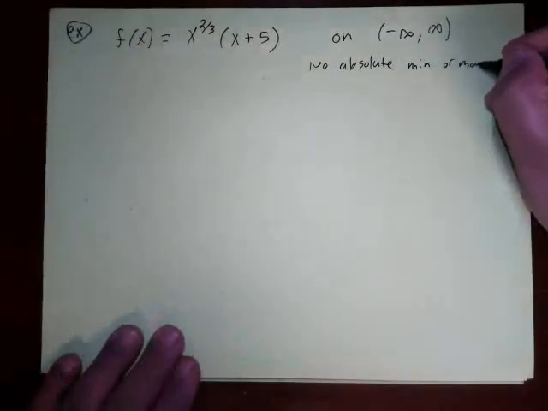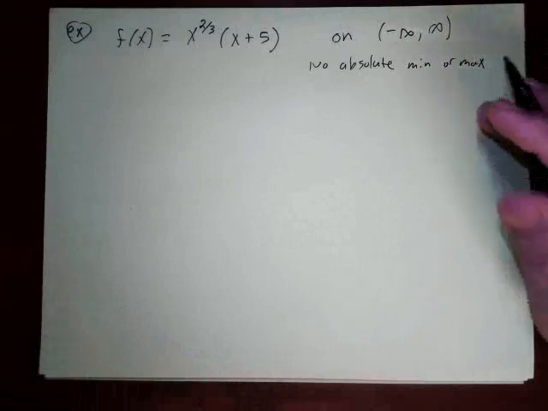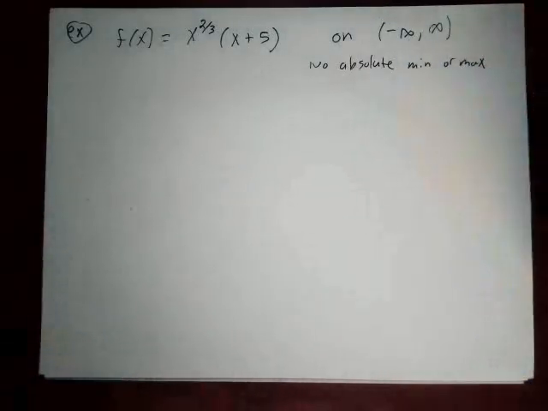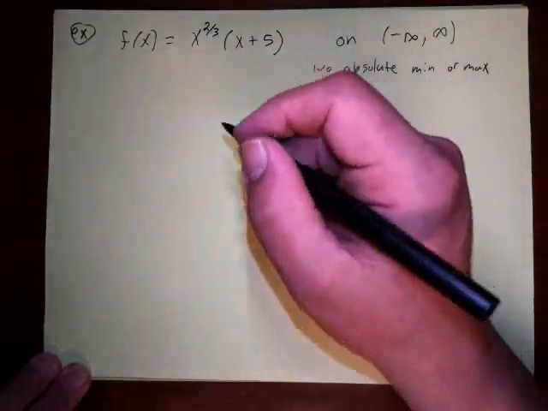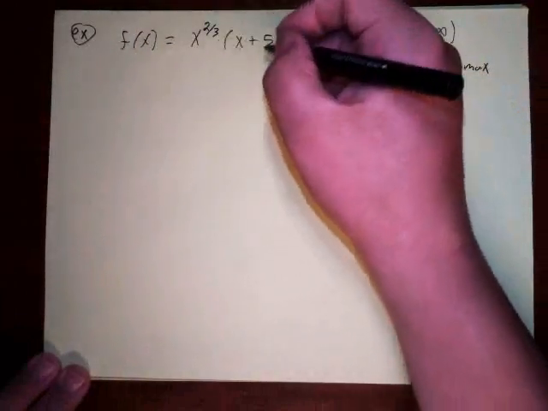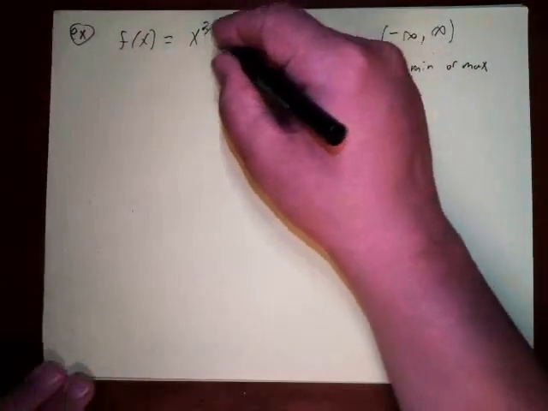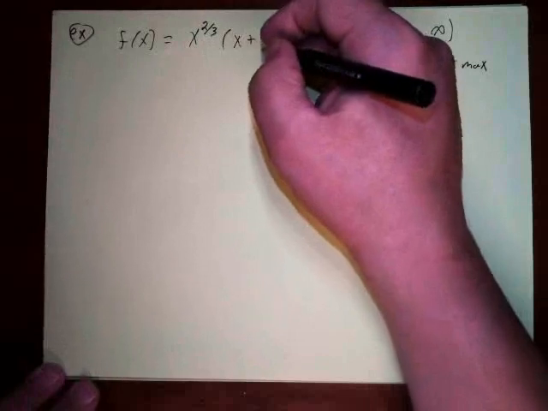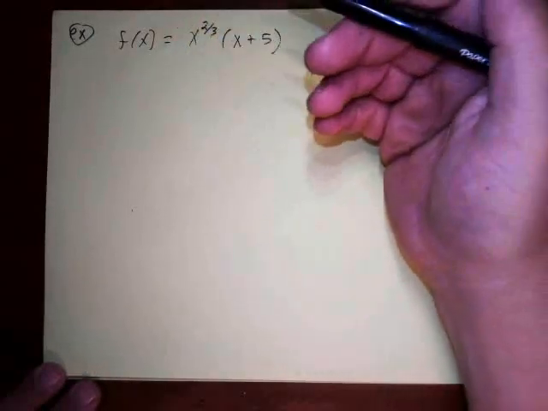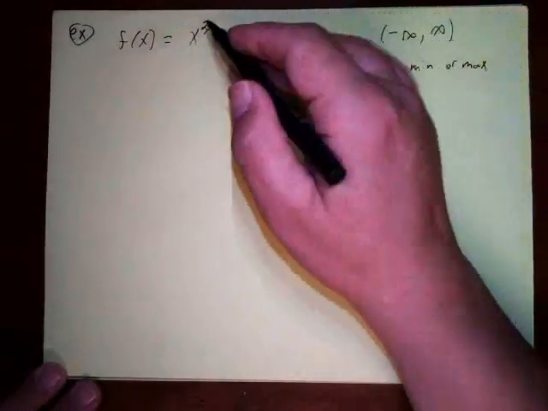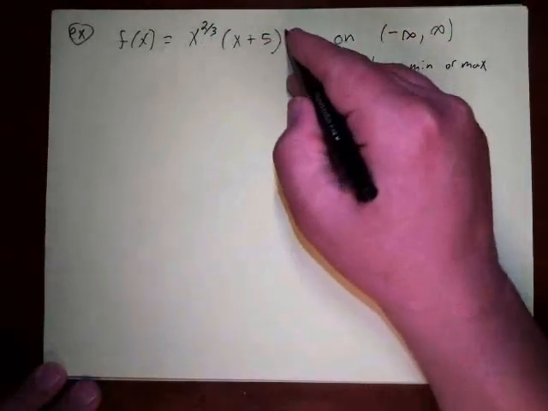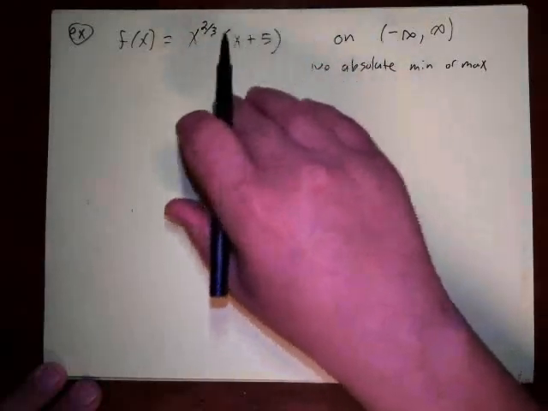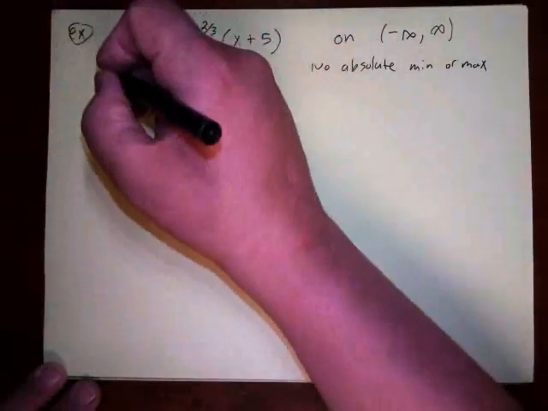So what we're going to do is use the first derivative test to find any relative min or maxes. So let's go ahead and do that. What we need to do is take the derivative. Notice this is a product of two functions, so we're going to need to use the product rule, or you can distribute the x to the 2/3 over both terms, and then you could use the power rule on the two terms. I'm going to go ahead and use the product rule.